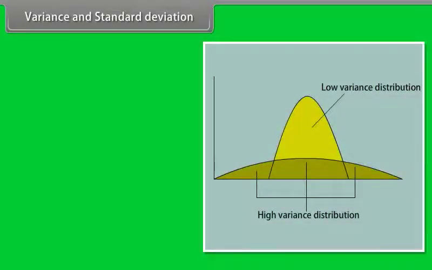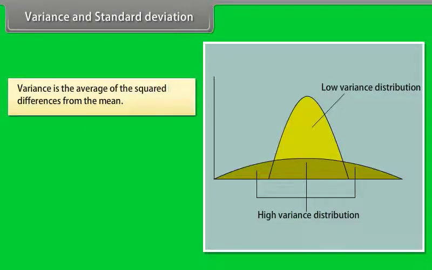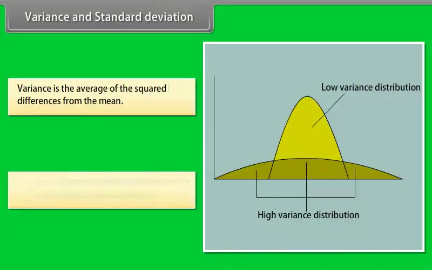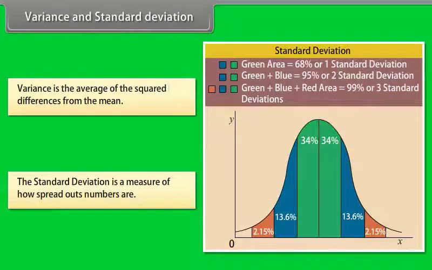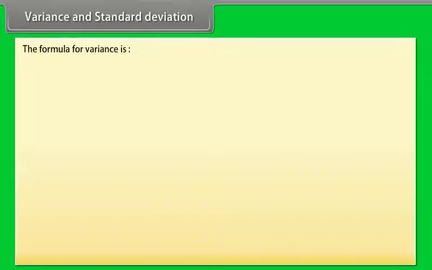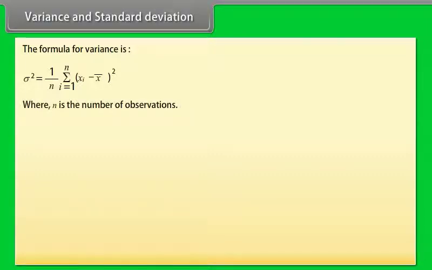Variance and standard deviation. To overcome the limitations of mean deviation, we have introduced variance and standard deviation. Variance is the average of the squared differences from the mean. The standard deviation is a measure of how spread out numbers are. The formula for variance is the summation from i equal to 1 to n of the squares of the difference between xi and the mean x bar, divided by n, where n is the number of observations. And the formula for standard deviation is the square root of variance.